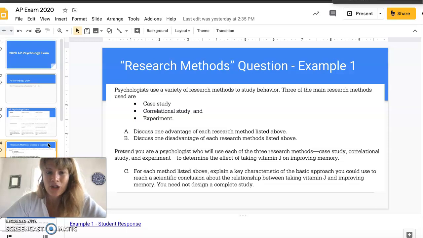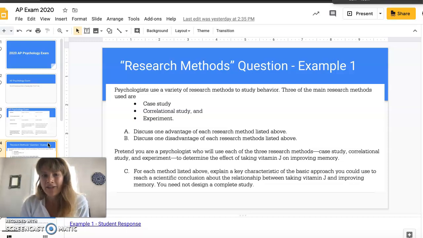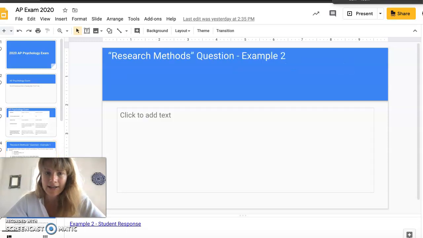You're basically asked about three types of psychological research: case study, correlational study, and experiment, and then you discuss one advantage and one disadvantage of each. Then you're given a specific goal, a psychologist who wants to determine the effect of taking vitamin J on improving memory, and you have to go through each method, case study, correlational study, experiment, and talk about how you would use that specific method to study this question. So again, we'll be reviewing this starting today.